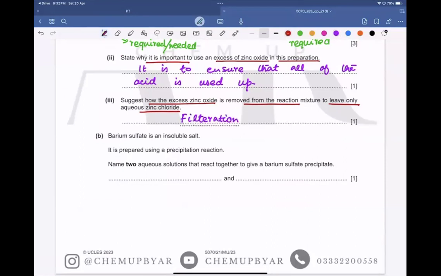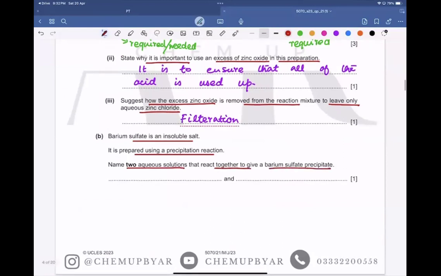Now, barium sulfate is an insoluble salt. It is prepared using the precipitation method. That's what we have discussed. Name two aqueous solutions that react together to give the barium sulfate precipitate. Okay. So if you see, barium is in group 2, so it's +2, and sulfate is -2. So we need this barium sulfate, and it's a water-insoluble salt, so it forms as a solid.